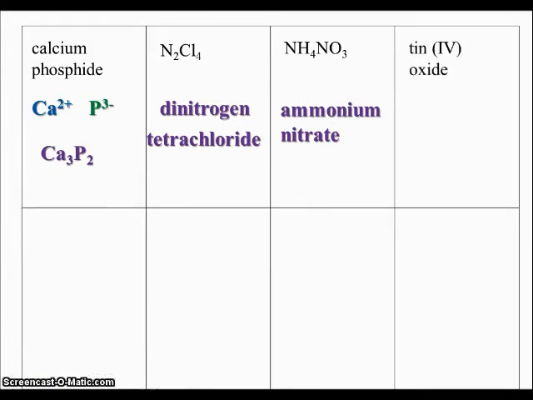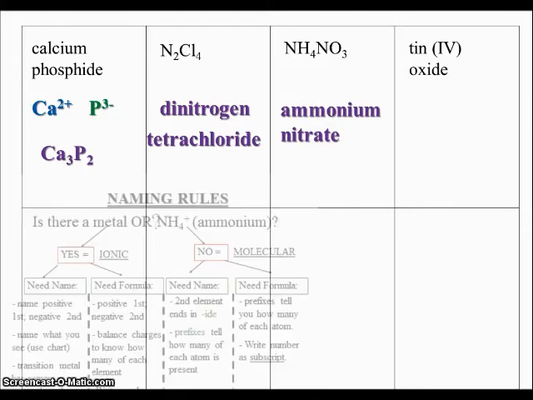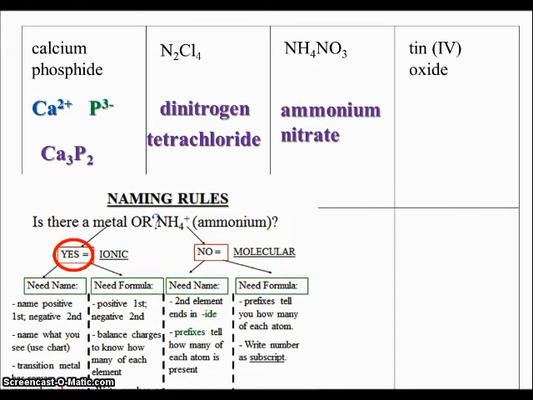You're given the name tin(IV) oxide. Is there a metal or ammonium? Yes, so it's ionic. You're given the name and you need the formula. You need to balance the charges. Remember that the Roman numeral shows the charge on the metal, so tin has a 4+ charge. Oxide always has a 2 negative charge. To balance the negatives with positives, you need 2 oxides, so the formula is SnO2.